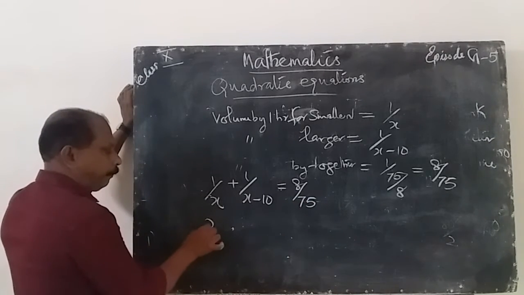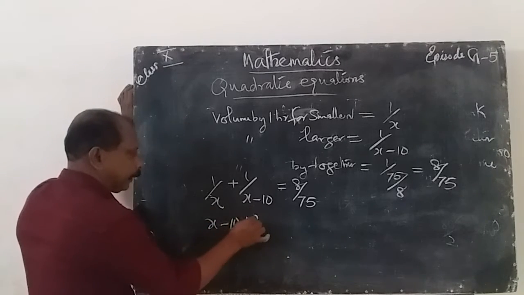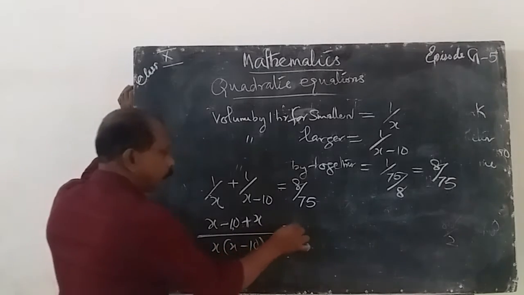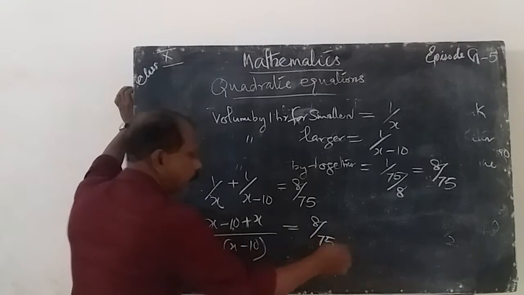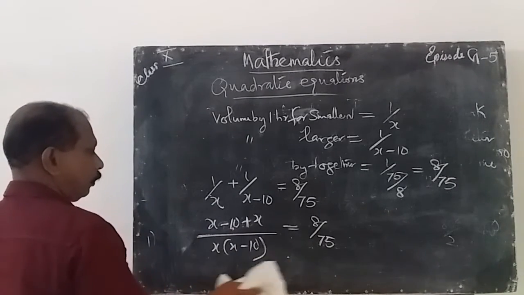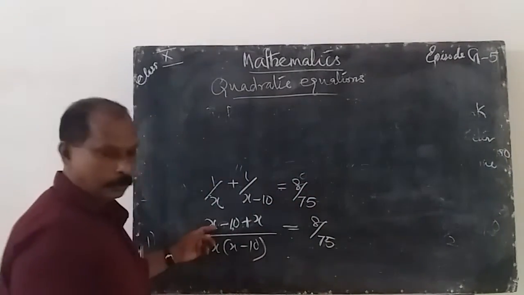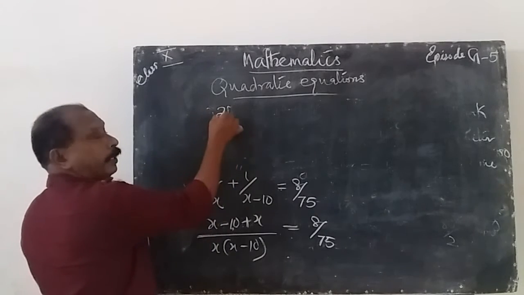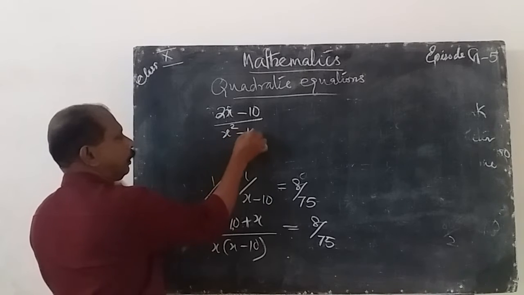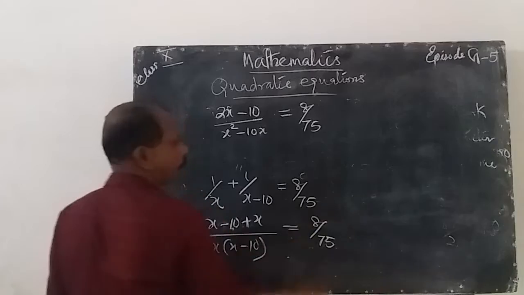Then get the LCM: x plus x minus 10 by x into x minus 10 is equal to 8 by 75. Okay. Then x plus x is what? 2x. So 2x minus 10 by, open the brackets, x square minus 10x is equal to 8 by 75.